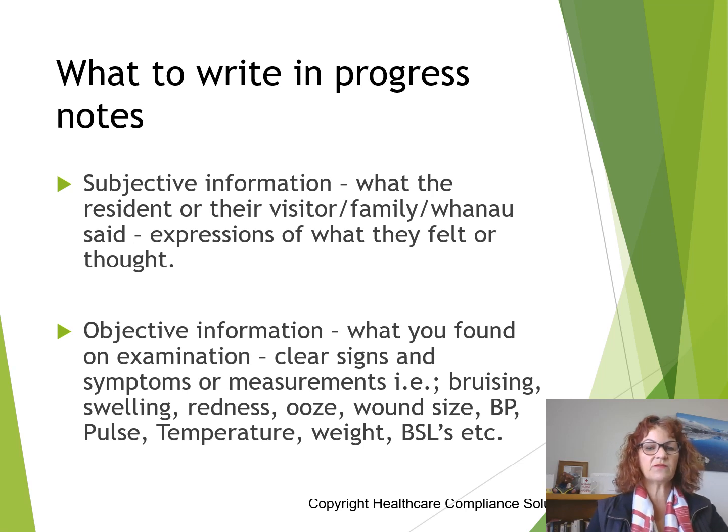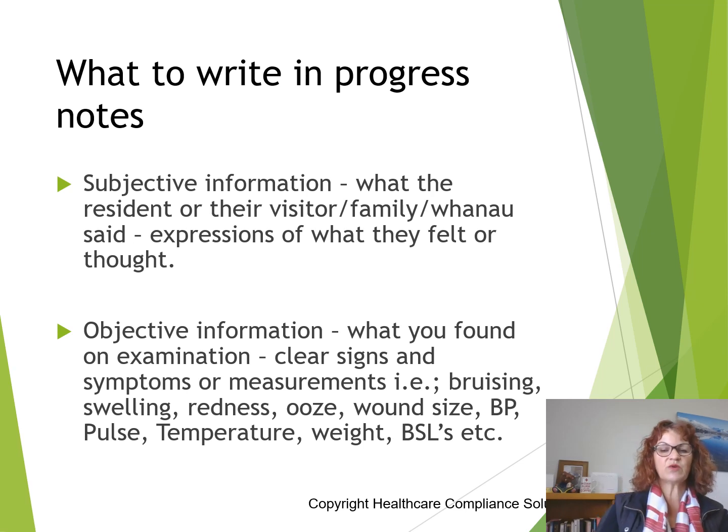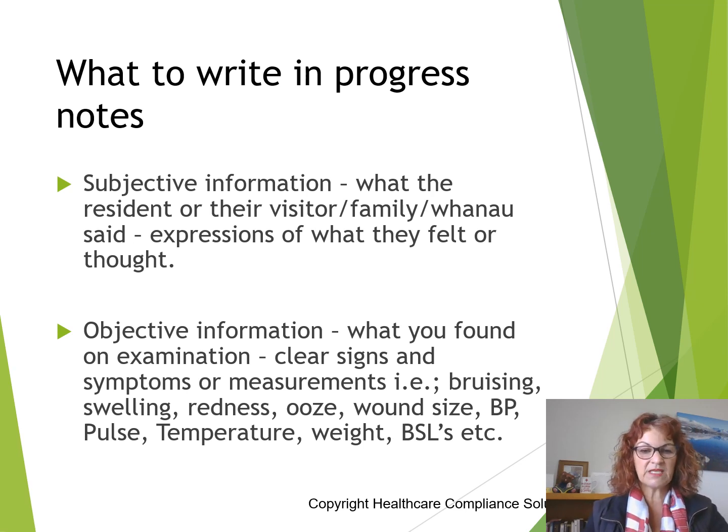Subjective, objective information. Don't worry about this too much, as long as we're getting a clear indication of where we're at from a progress point of view. The subjective information is what the resident or their visitor, family, whānau have said, the expressions of what they felt or thought. The objective information, and how I always used to remember that as a nursing student, is that an object can be measured. When you find something that you can measure, that's the objective information. So you can put clear signs, measurements. You can say how big the bruising is, the extent of the swelling, the amount of ooze, TPR charting, weight, blood glucose levels or blood sugar levels. Those things are certainly a number measurement, so those are objective pieces of information. The idea is to get both, so collectively you're getting a broad picture.